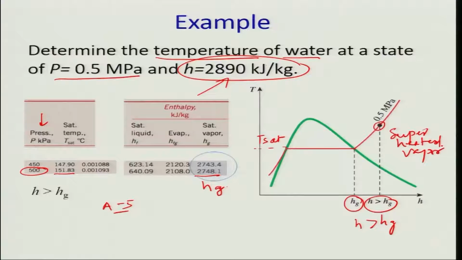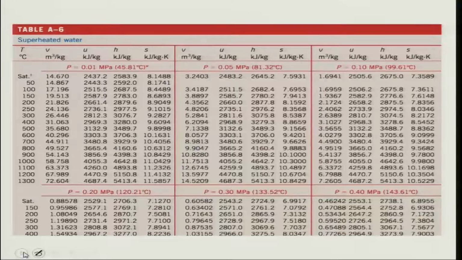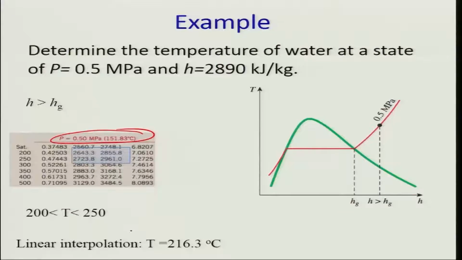Now what you need to do in order to find the temperature? You have to go to another table which lists all the properties for superheated water. Okay. And you look at it, and you will find somewhere the case of P equal to 0.5 megapascal. So now you look again at this table very carefully.